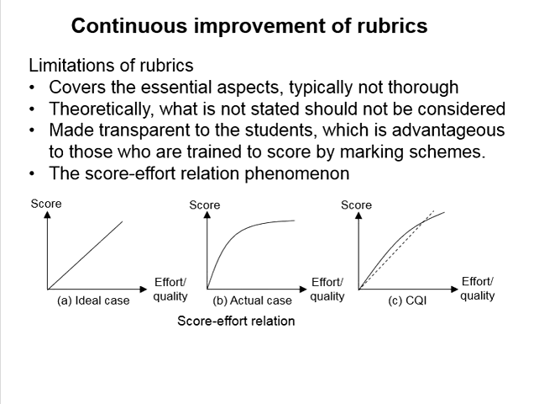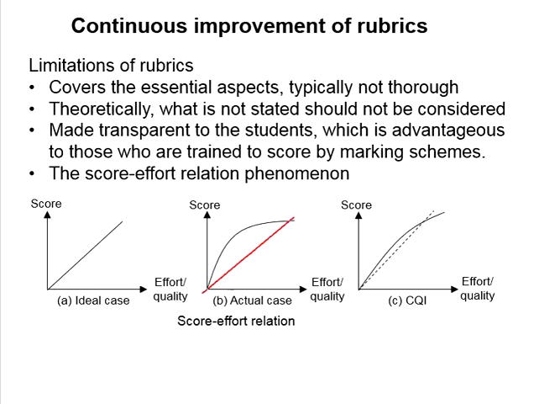Another limitation with the rubrics is the score-effort relation phenomenon. For those who have been quite experienced in the academic field, I believe you have observed this. Ideally, we would like the score and the effort or quality to be in line. They are supposedly linearly proportional. This is the ideal situation. But what happens in reality? The curve will look something like this.